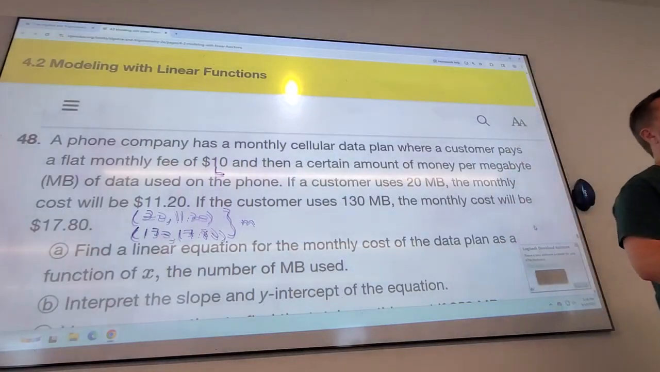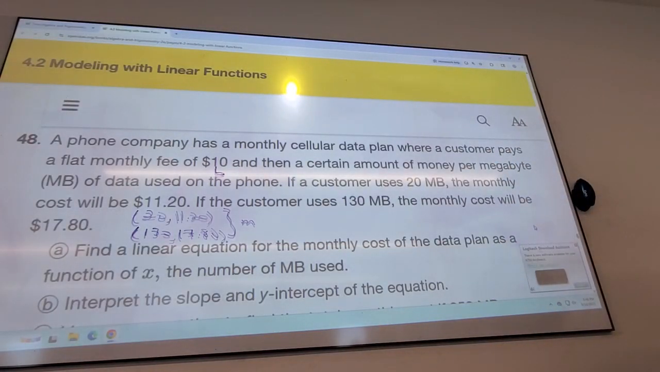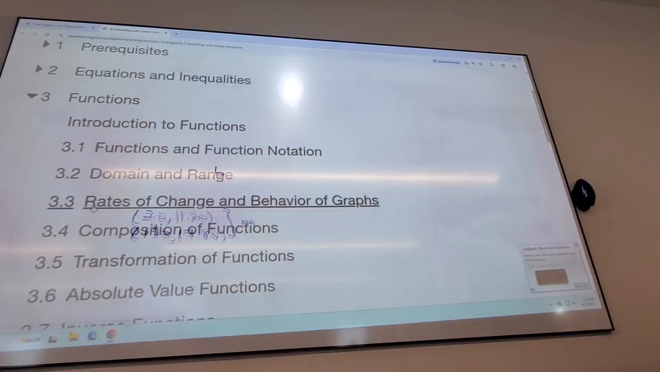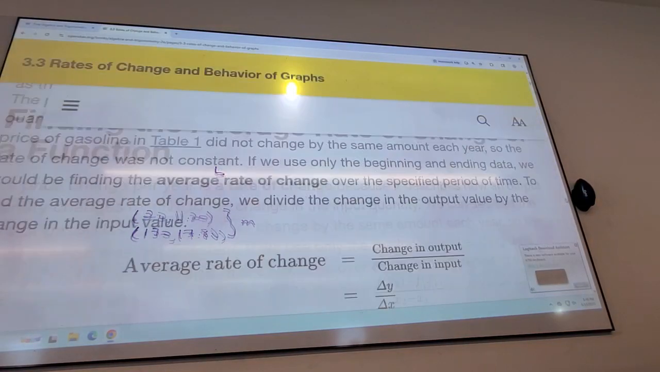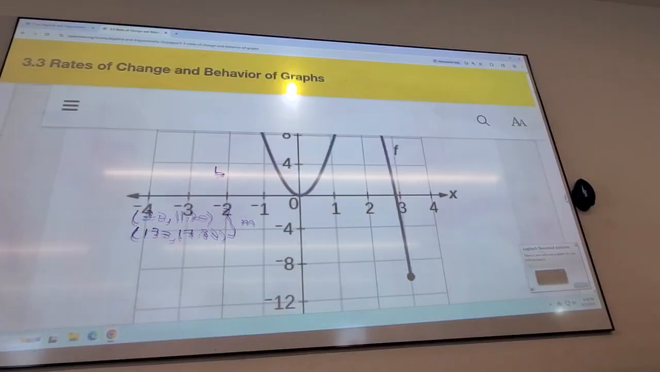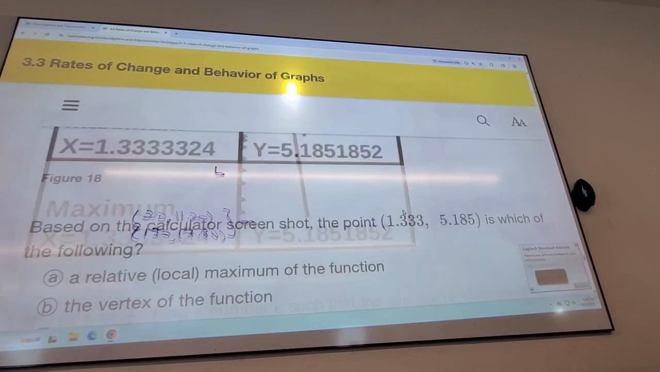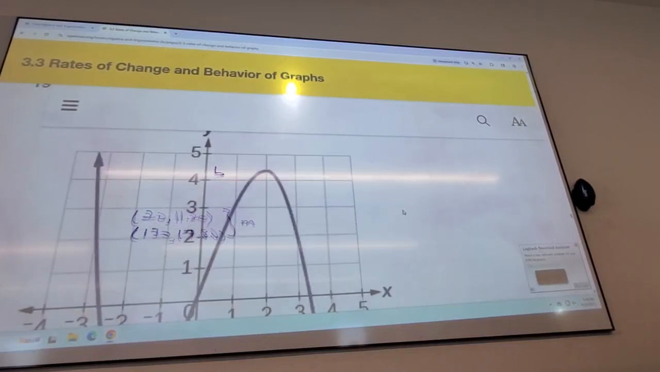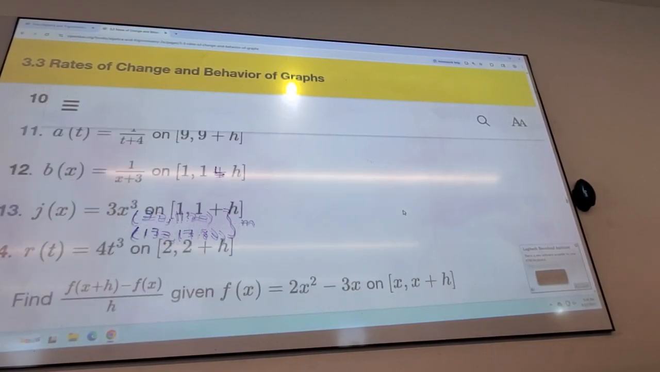Is the rest of that problem okay after that? Or somebody is like, I didn't get past part A. I'm sorry. All right, let me know if there's anything else about that one. Any other ones? Yes? On 3.3, number 10. Okay, there you are.